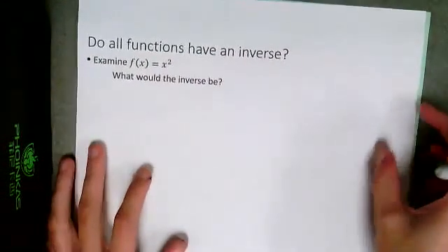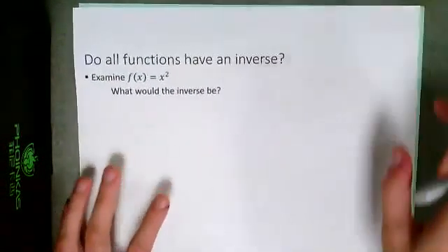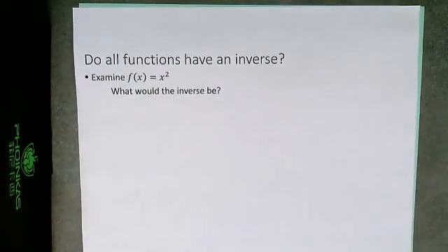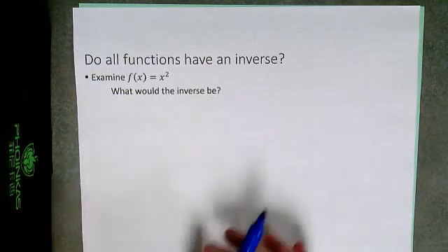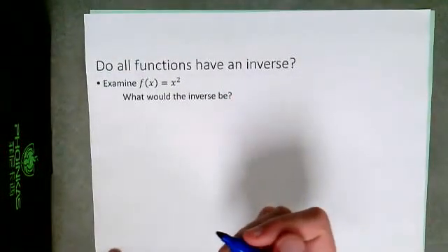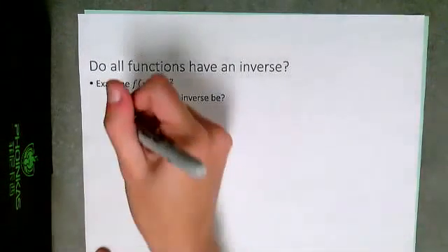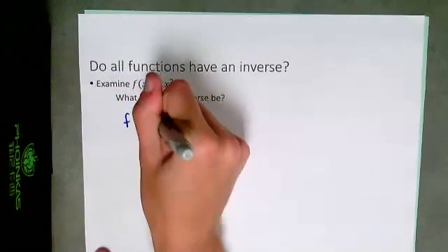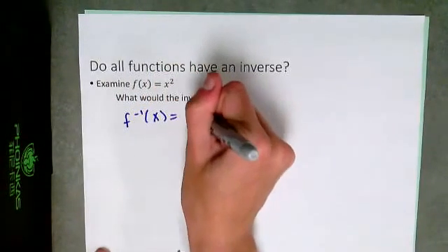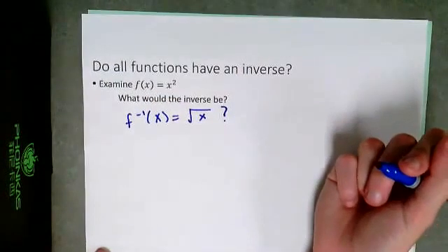Well, this brings up an interesting question about existence of inverses. And does every function have one? Spoiler alert, the answer is no. So let's look at f of x is equal to x squared. What would the inverse be? Well, what's happening here? We're squaring. So if we quote unquote undo that and reverse the order of things, we would have f inverse of x equal to the square root of x, possibly.